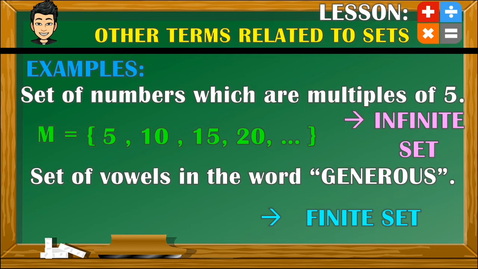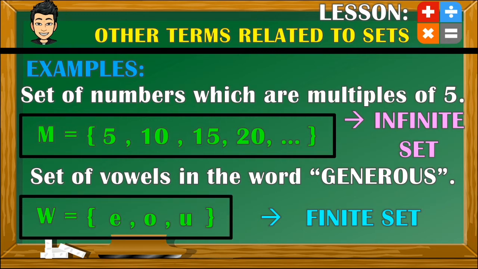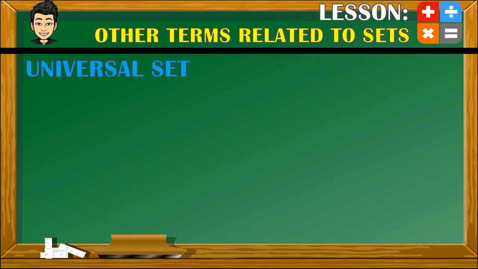For our second set, let's name it as set W. The elements are vowels in the word generous. Therefore, we have E, O, and U. Remember that the same elements are written once only. Since the elements are countable and the set has a last element, the given is indeed an example of a finite set.